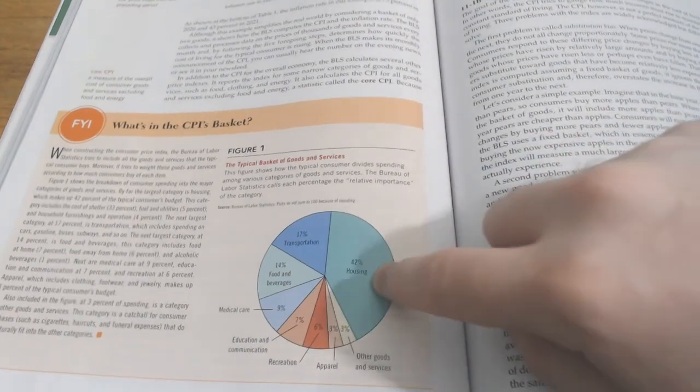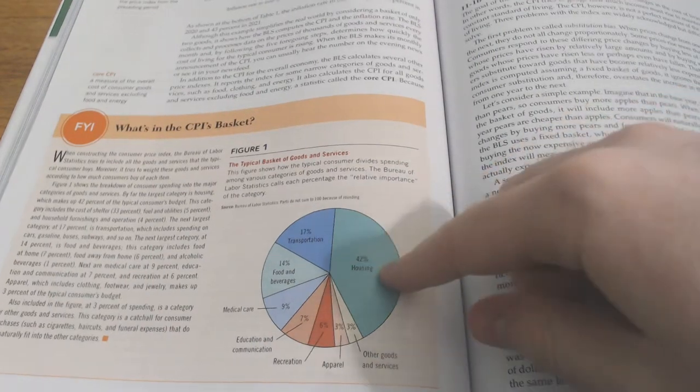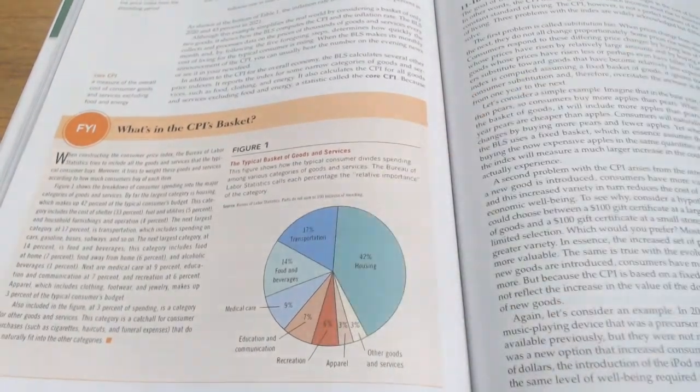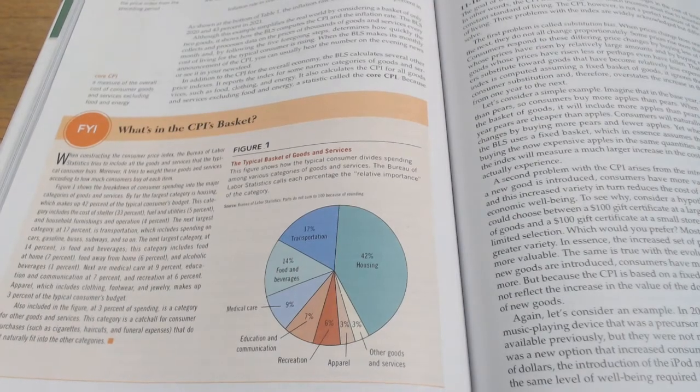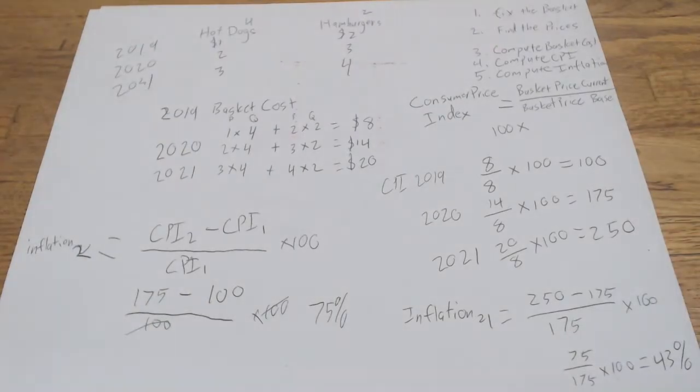Also, if you can see this pie chart, it's going to break down what our household spending is. So 42% of it goes to housing, 17% to transportation, 14% to food and beverages. Medical care is 9%, education and communication 7%, recreation 6%, apparel and other goods and services are both at 3%. The BLS works very hard to calculate the CPI and all these different items. They do it each month.